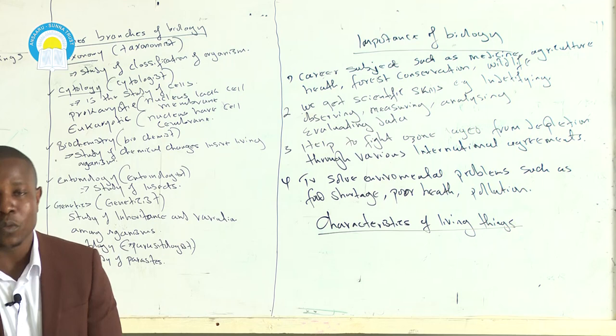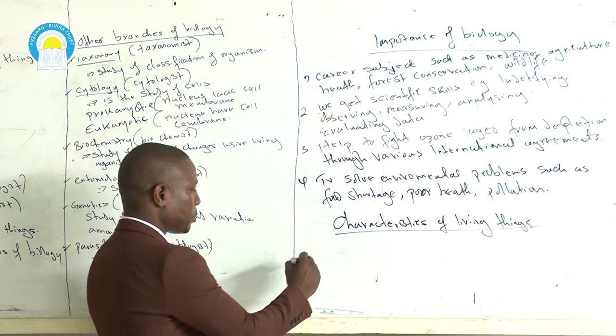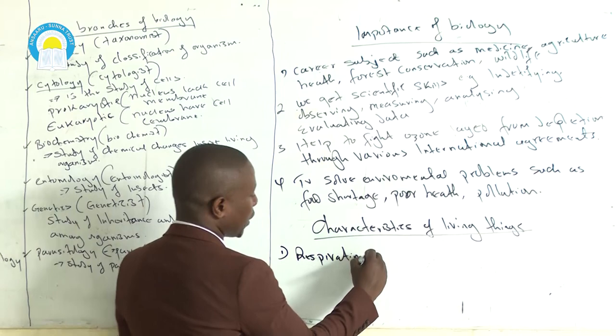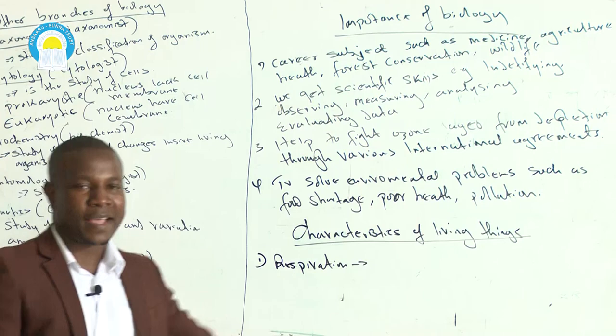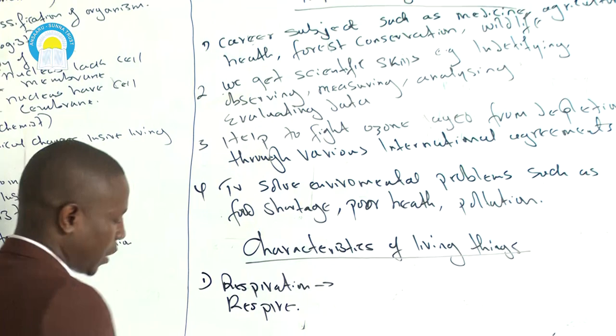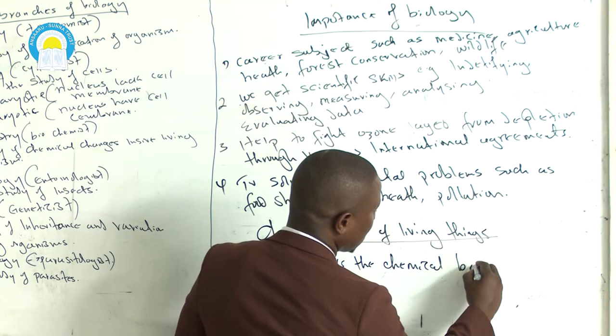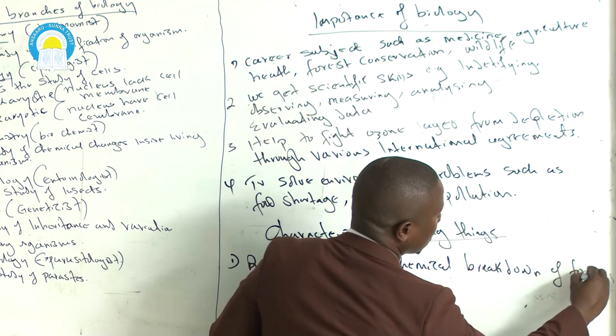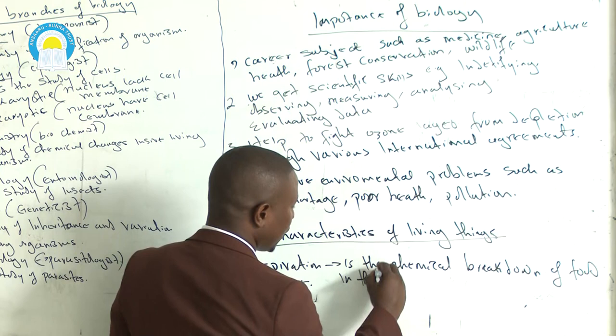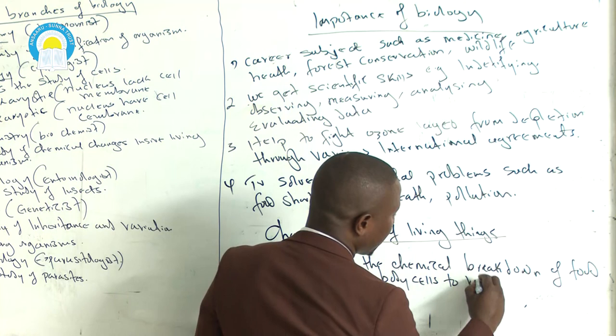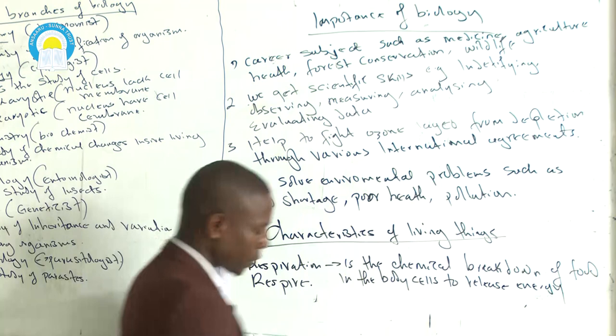Number one, we have respiration. Respiration comes from the word respire. So respiration is the chemical breakdown of food in the body cells to release energy.